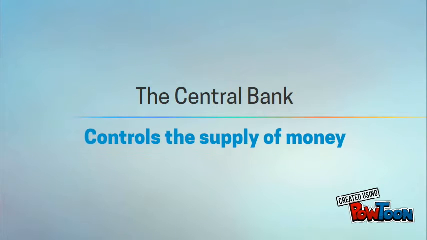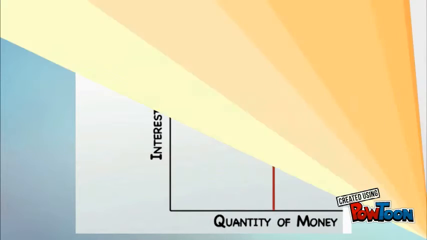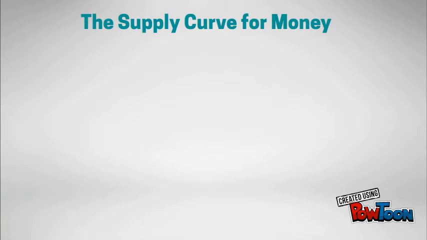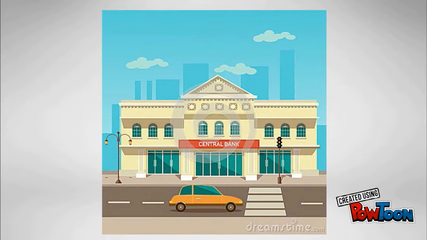The central bank controls the supply of money, and they interact with other financial institutions. This interaction is part of the money market, and we can illustrate it using the supply curve. The supply curve for money illustrates the quantity of money supplied at a given interest rate, and here's what that looks like. Notice that unlike a typical supply curve in the product market, the supply curve for money is vertical, because it does not depend on interest rates. It depends entirely on decisions made by the central bank.